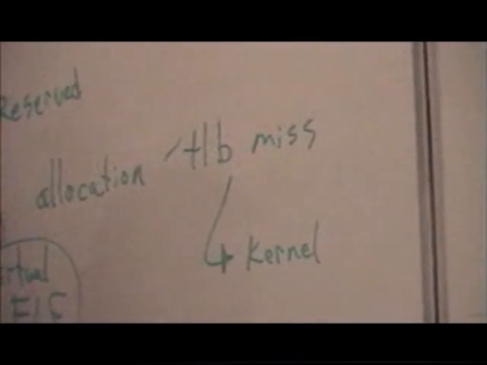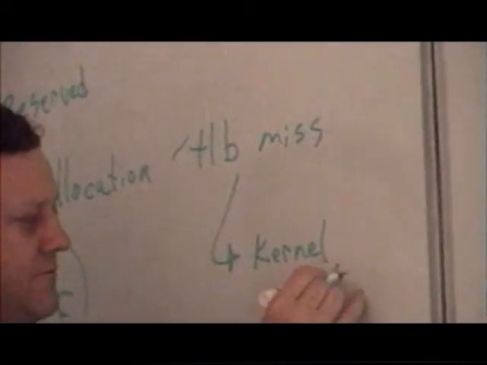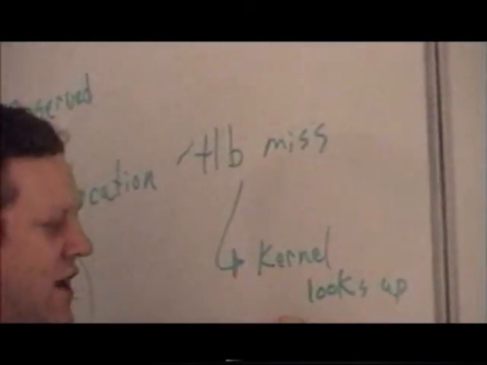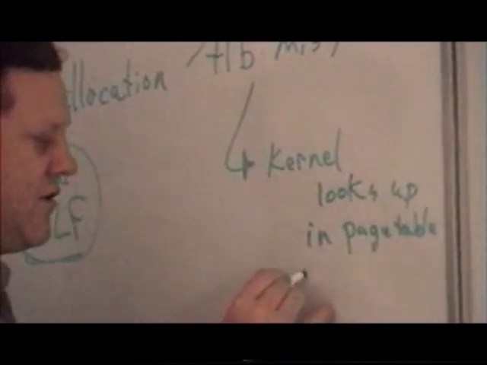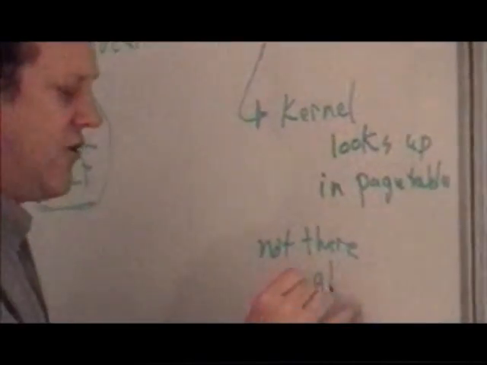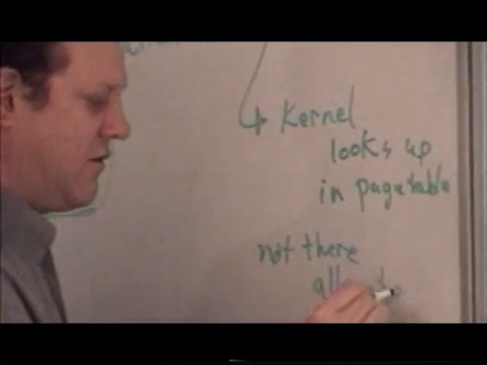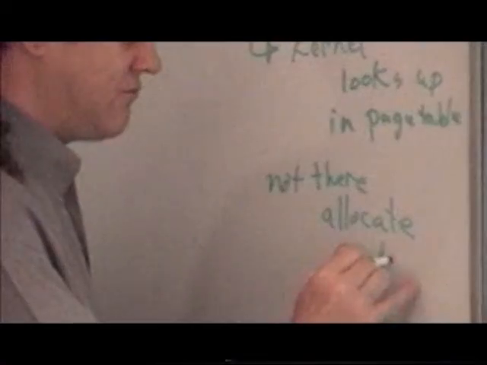So the chip has a hardware event that causes an interrupt or a software exception into the kernel, and the kernel says, where's this page, where's this virtual address? So it looks it up in the page table. So every process on the system has a page table describing the pages in there. Now the first time it looks for that page, it says it's not there. So then we have to allocate and create the page.